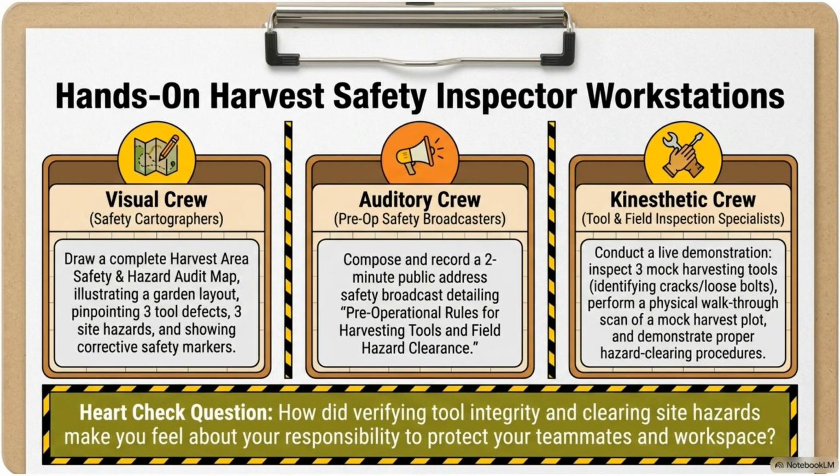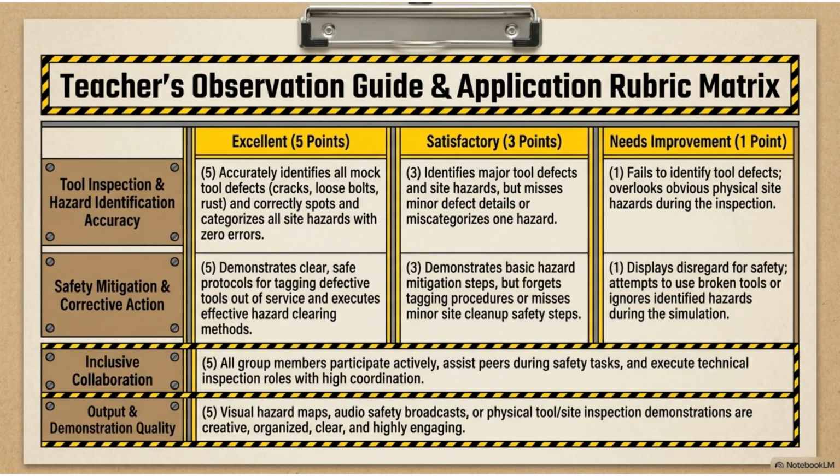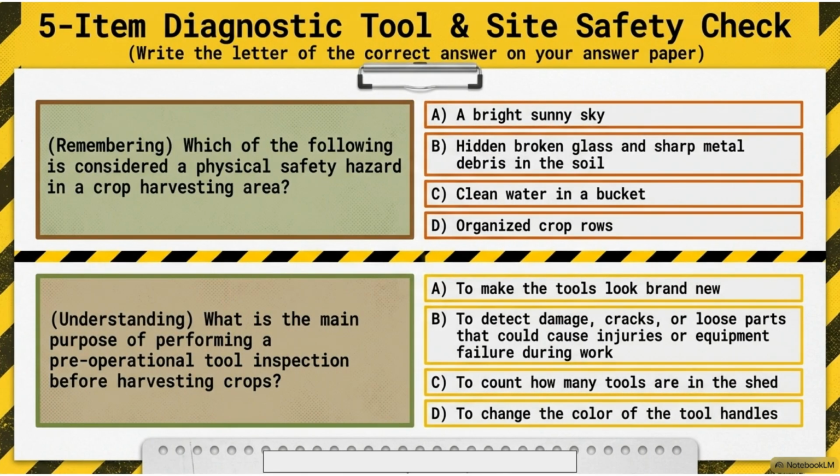For our practical activity, we will divide into 3 crews: visual, auditory, and kinesthetic, to practice our safety inspector skills in the garden. Finally, use this observation rubric to guide your work. It covers everything from accurate hazard identification to how well you collaborate as a team to keep our harvest safe. Now we will move into our review session.